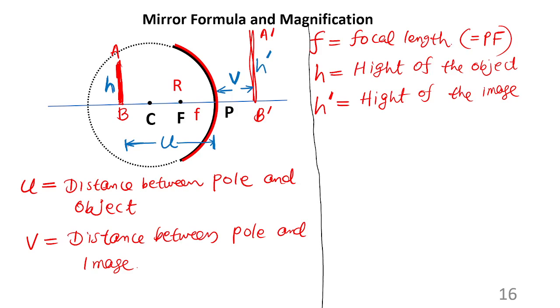So the 5 letters I explained. U is the distance between the object and pole. V is the distance between the image and pole. F is the distance between the focus and pole. H is the height of the object. H dash is the height of the image. So all these 5 letters are clear to you? All these 5 letters are clear?